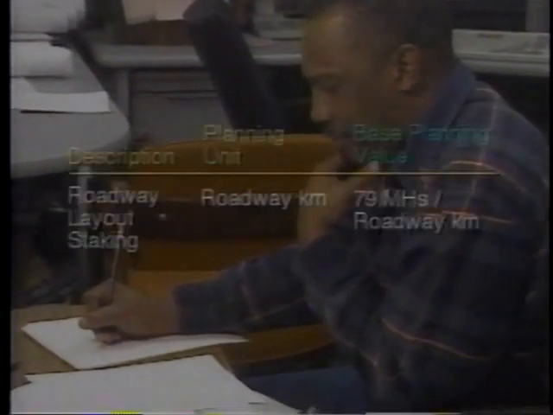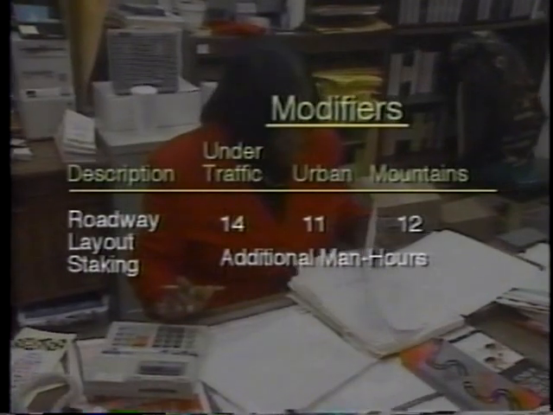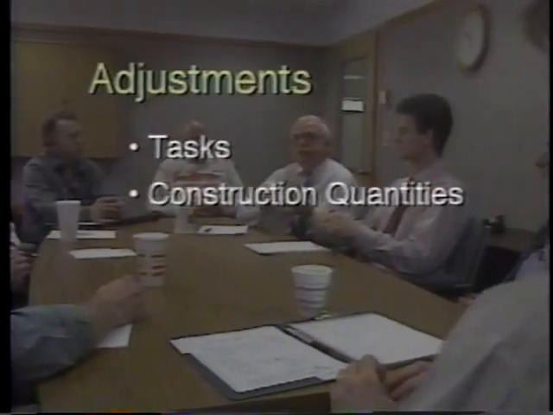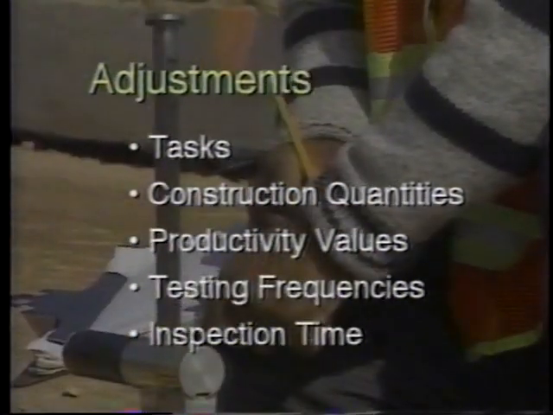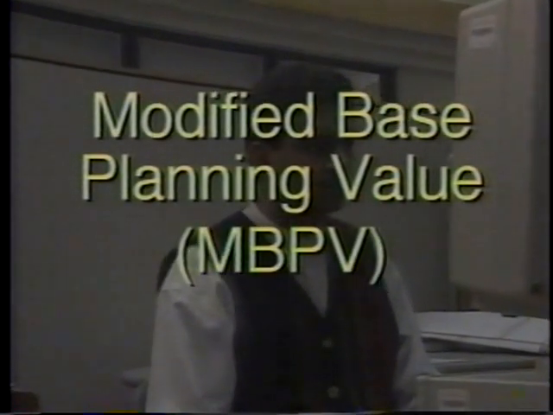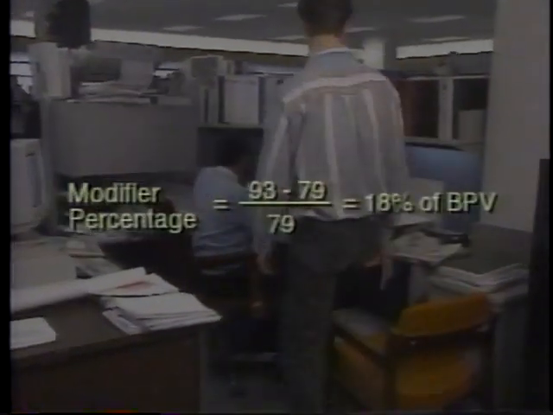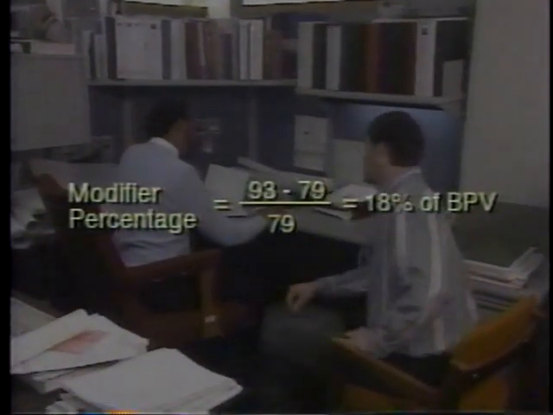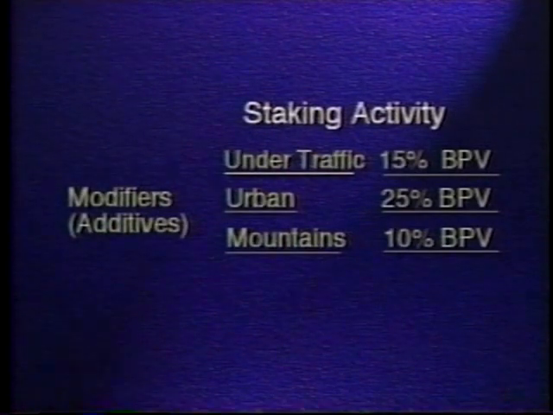Using modifiers involves re-evaluating the new standard planning value computation sheets for each of the modifiers selected, adjusting tasks, construction quantities, productivity values, testing frequencies and inspection time to reflect the effect of each of the modifying factors, computing a modified base planning value for each modifier type, computing the modifier, additive percentage, by dividing the difference between modified base planning value and the normal base planning value by the normal base planning value, and adding the modifier values to the table of activity planning standards.